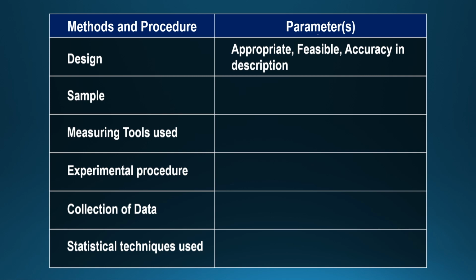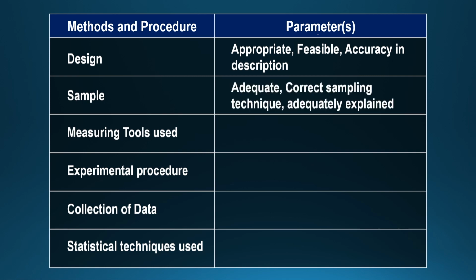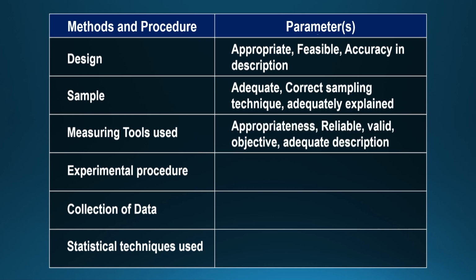Sample can be evaluated on the basis of its adequacy, correctness of the sampling technique, and the adequacy of explanation put forth for selecting the sample. Measuring tools which have been used need to be evaluated whether the tool selected by the researcher was appropriate and was a valid and reliable measure of the variable included in the study, and was it a tool which could be used in different contexts, different cultures, and provided objective information, and whether the researcher has given adequate explanation of the tools used in the research study and substantiated its relevance in the context.